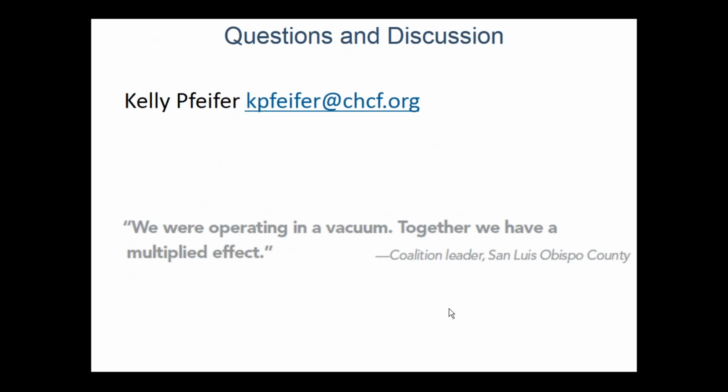So this is just a quote from a coalition leader in San Luis Obispo, and I wanted to end the presentation here: before everyone pulled together in a coalition, it felt like we were operating in a vacuum, but together we have a multiplied effect. And that's the thing that I've seen so powerful is what happens and how fast change happens if we're pulling together across the state. So that is the end of my presentation.